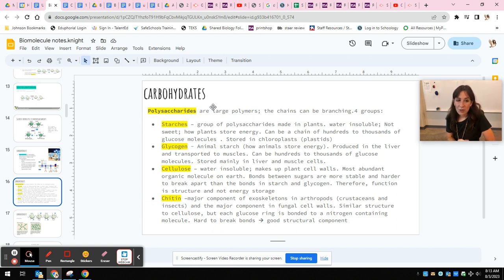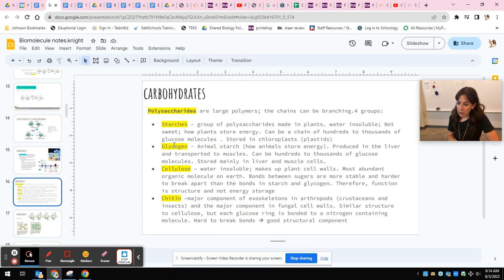Think about one of those vacuum seal bags that you use to store winter clothes. They're going to be stored in chloroplasts in little granules called plastids. And when the plant needs those starches, it can hydrolyze them back into glucose molecules. It could also convert its starches into other polysaccharides, like cellulose, if it needs to build more cell walls during cell division.